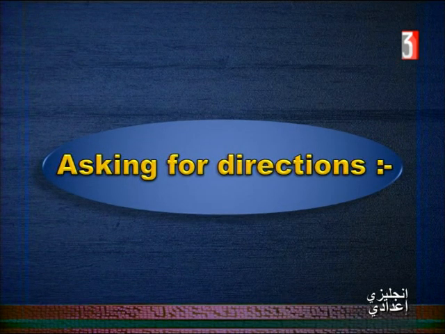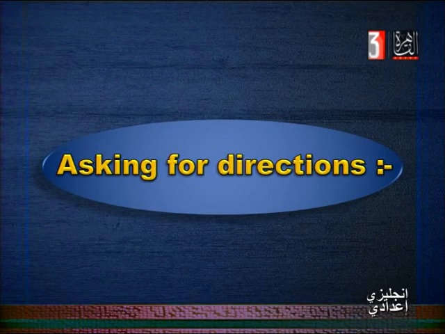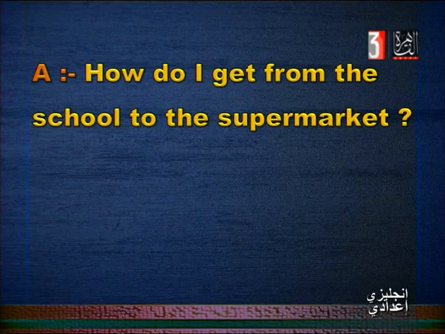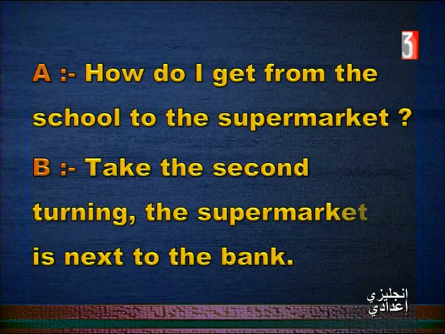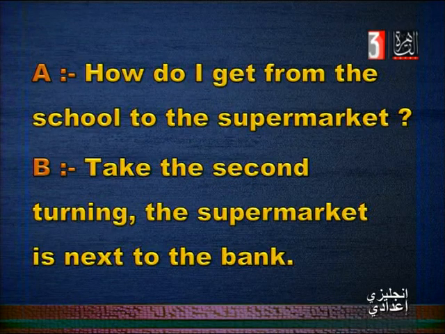In Unit 1, do you remember, my dear students, in the first term, we have very simple questions in order to say, how do I get from school to the supermarket? And I simply can say, where is the supermarket? Where is a certain place? But in order to give directions, you can say, take the second turning. The supermarket is next to the bank. The supermarket is between the library and the school. You can say different directions.